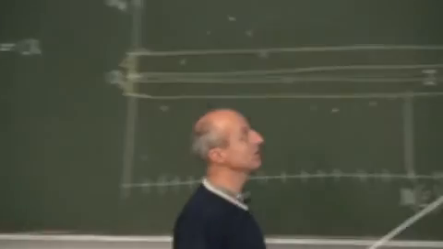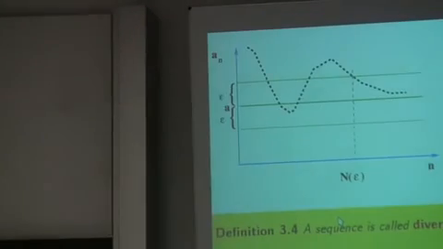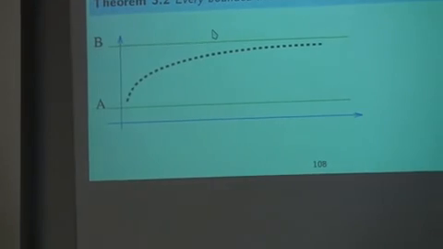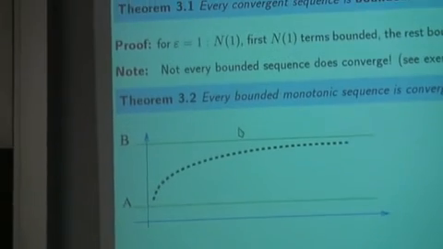So that's quite easy. This sequence is divergent, and the proof here is the same as it is here. But please, at home, you prove that these two sequences converge. And then we have some nice theorems.